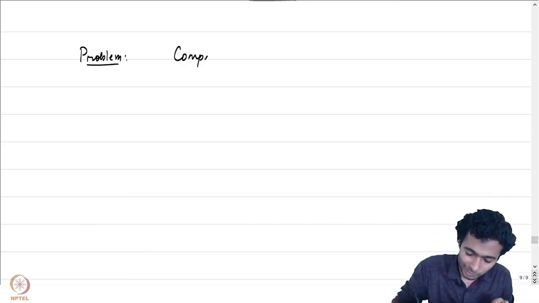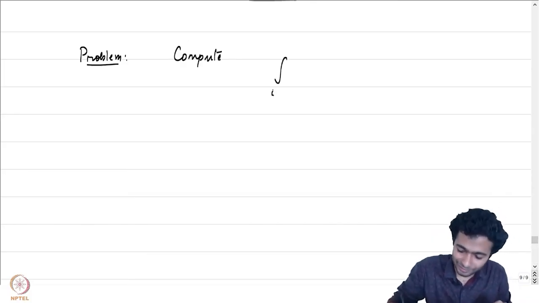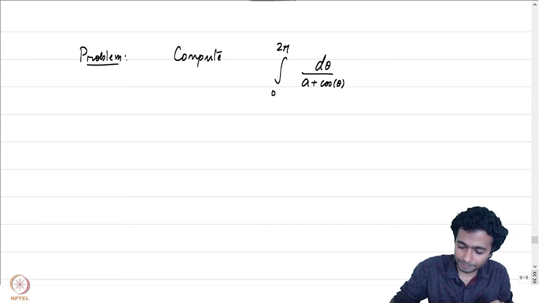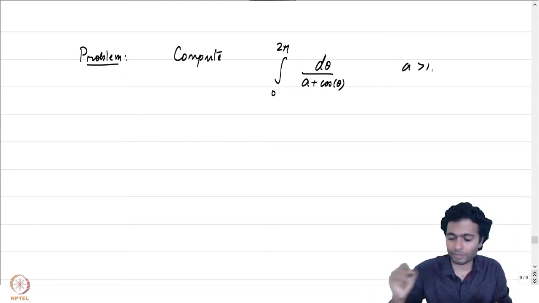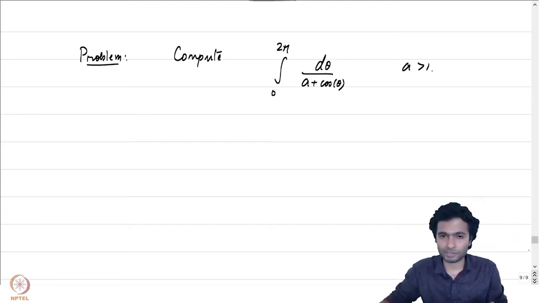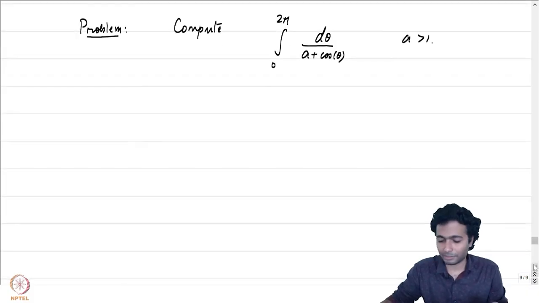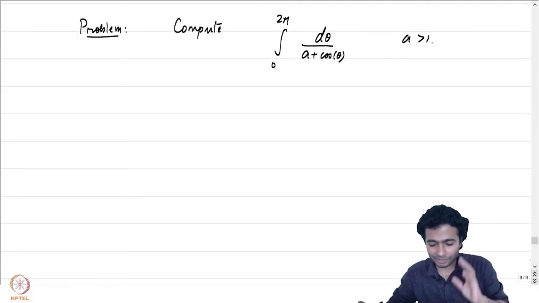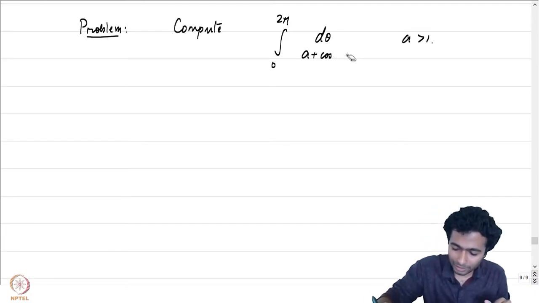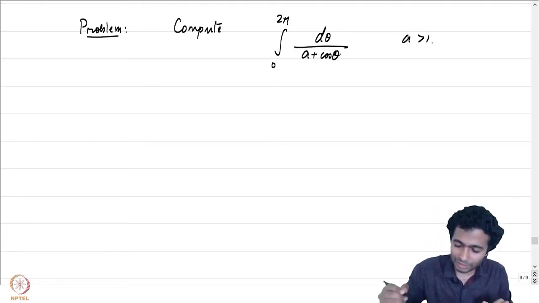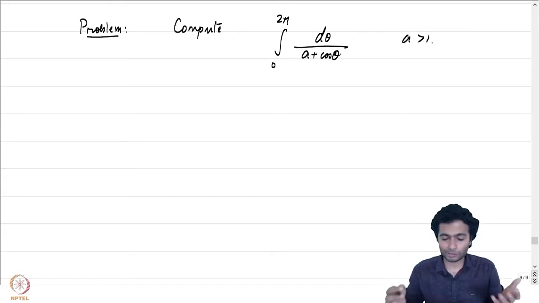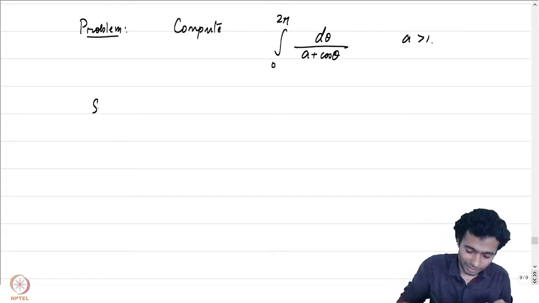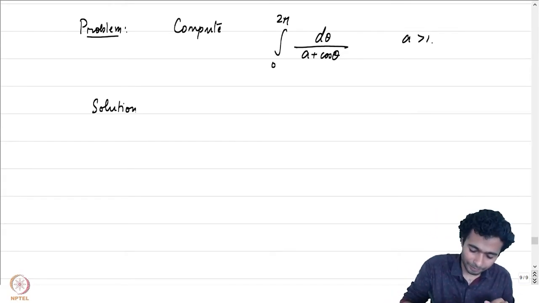So, the first problem is to compute the integral from 0 to 2 pi of d theta by a plus cos theta, where a is greater than 1. At first glance, this is a simple calculus problem, and may not be a simple calculus problem, but the reason for solving it in this problem session is that it is not straightforward.